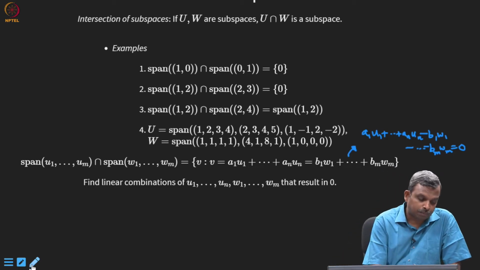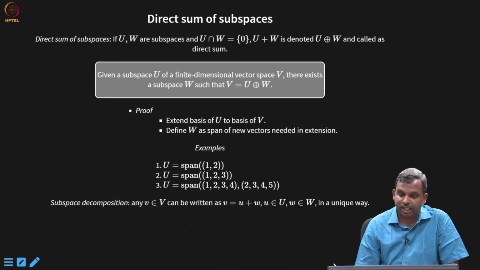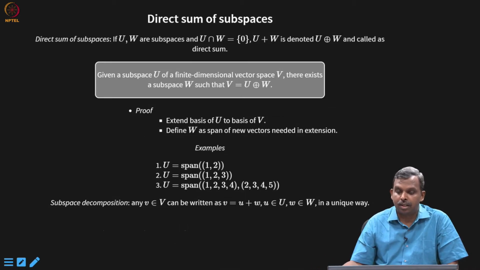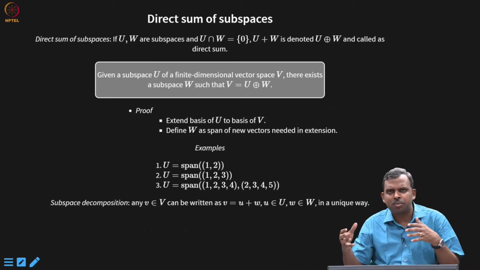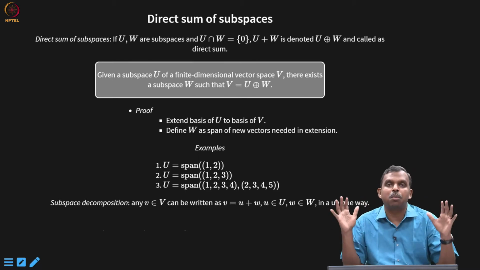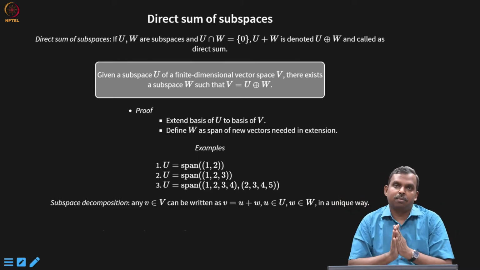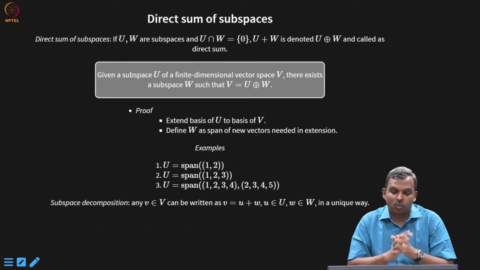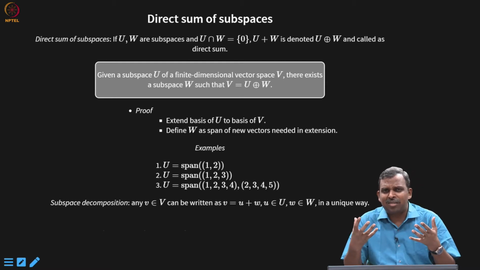Now it turns out there's a very interesting connection between intersections, sums and all that, and that connection goes through this notion of a direct sum. So the most interesting sum of subspaces is this direct sum. How does direct sum work? It is actually a very simple definition.